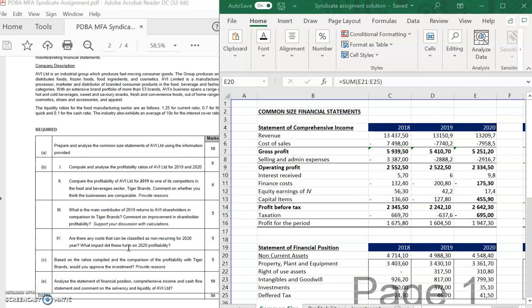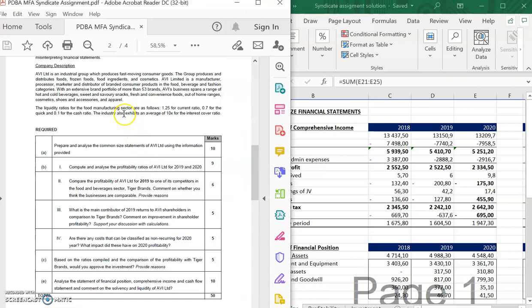All right, in terms of the financial accounting section, firstly, what you should have picked up is that they have provided you with liquidity ratios for the food and manufacturing sector. Given that you've got the food and manufacturing sector ratios, you are also able to compare with the industry should they ask for any liquidity and solvency ratios to be performed.